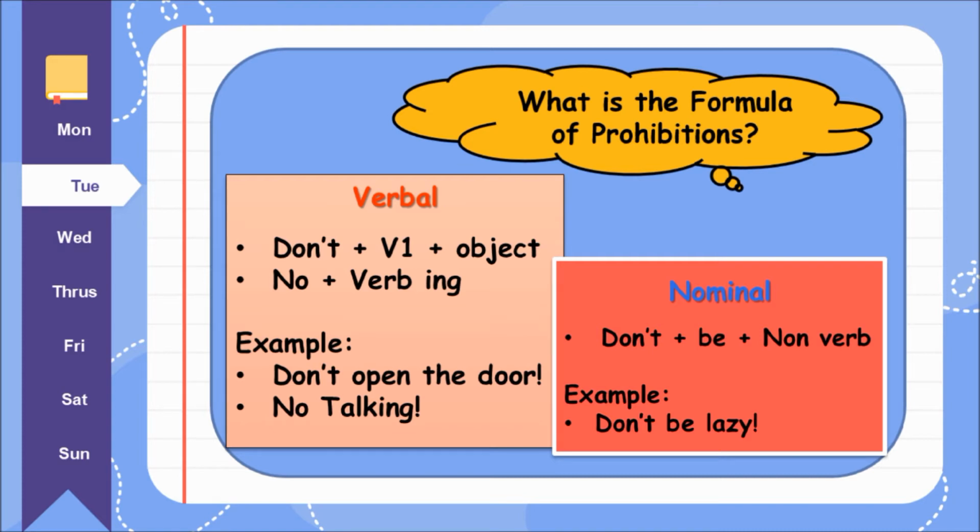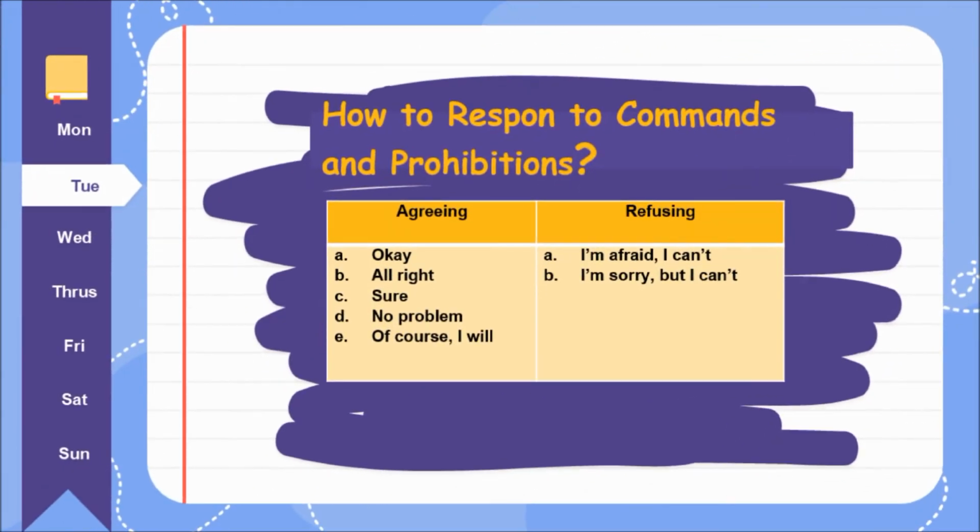Well, guys, when somebody tells you to do something or not to do something, you can agree or refuse it, right? So, how to respond to a command or prohibition? When you agree with the command or prohibition, you can use agreeing. And when you don't want to do it, you can refuse it.